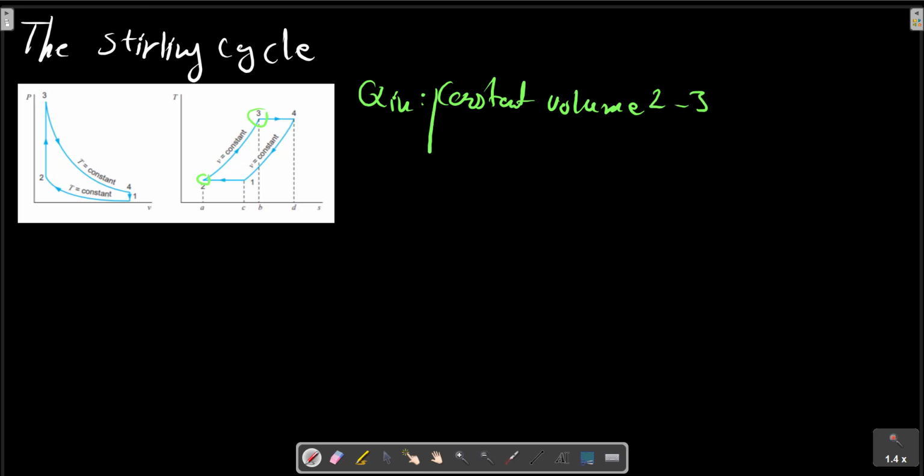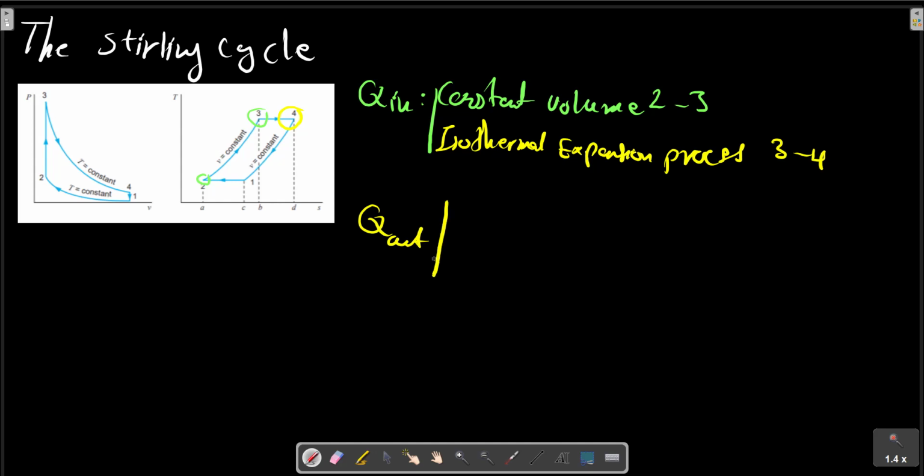during the isothermal expansion process. Q out is rejected during the constant volume process.